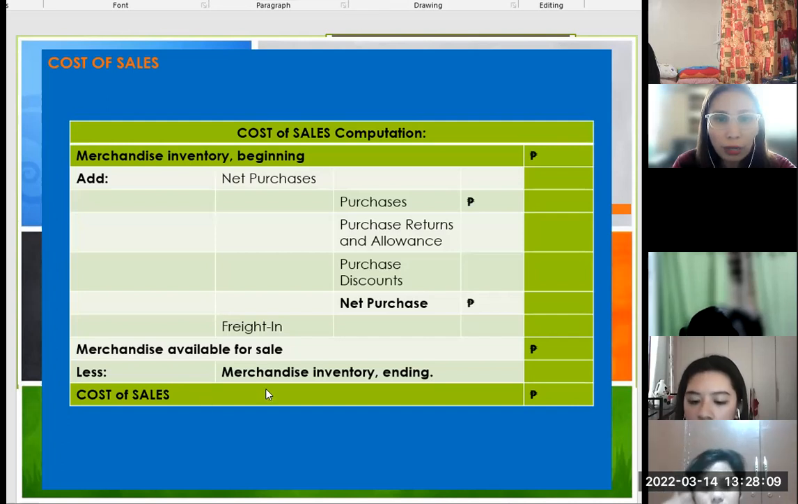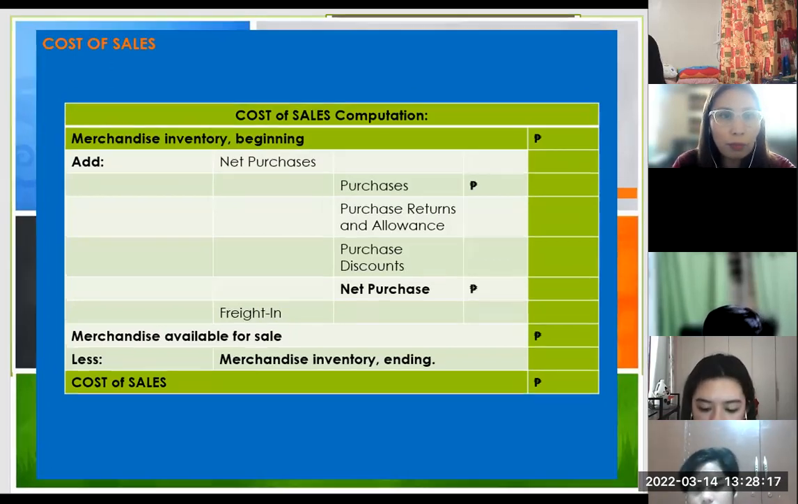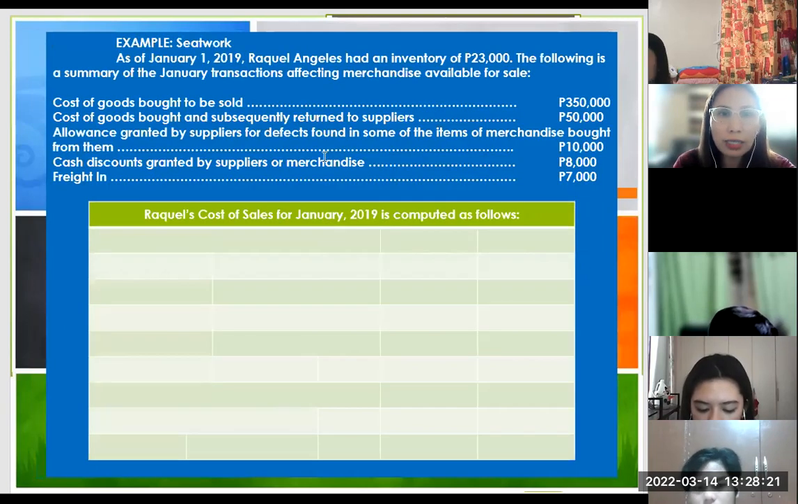Ito pala yung mas zoom in. Yan, formula. Yan, ito example. So, seat work.